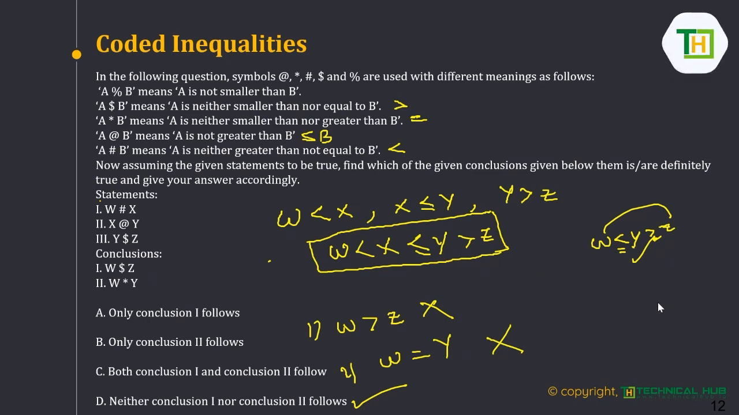Only 2? No, neither nor. Why take only 2? W is equal to Y, but observe the statement W less than Y. Suppose W is 2 and Y is 3. This condition is satisfied, 2 less than 3, but 2 is not equal to 3. So option B is also wrong. Both conclusions are wrong, so neither conclusion 1 nor 2 is the answer.